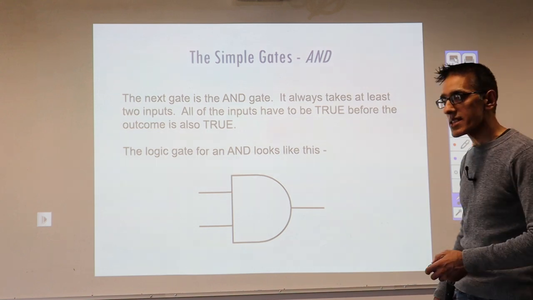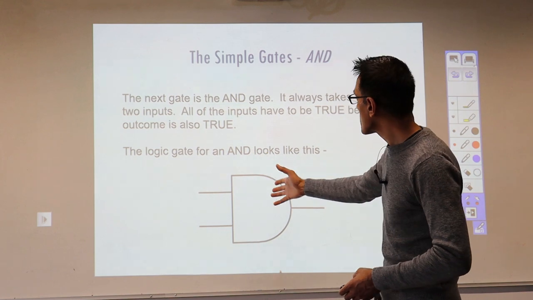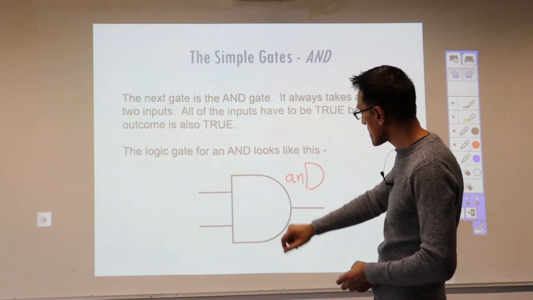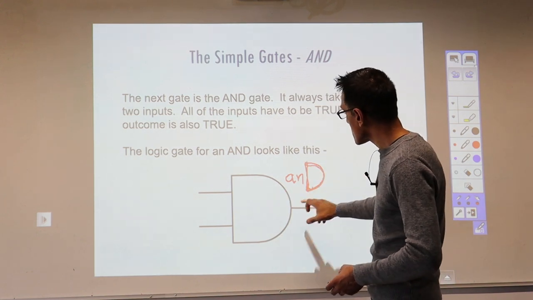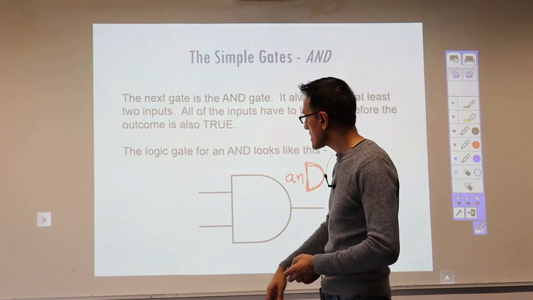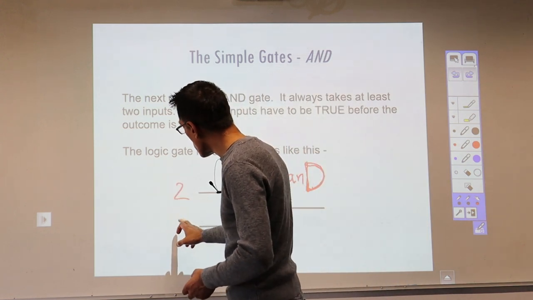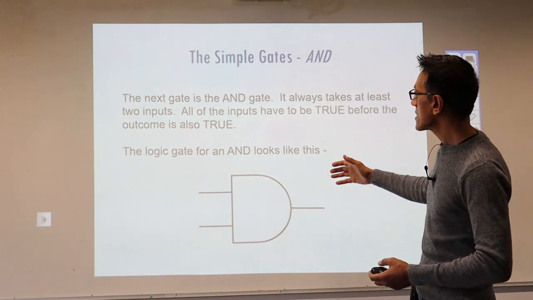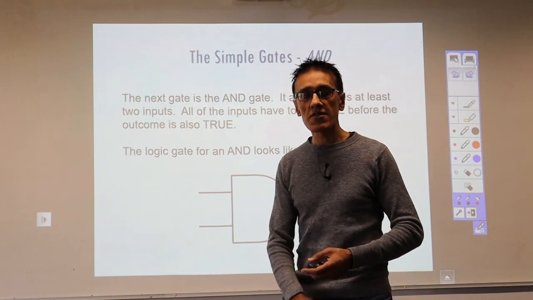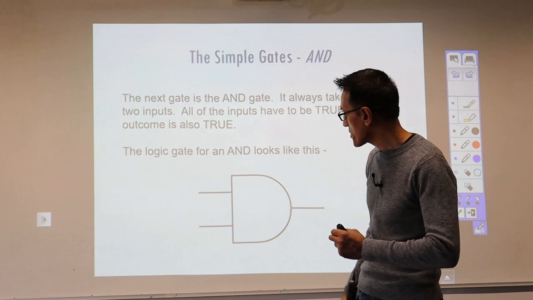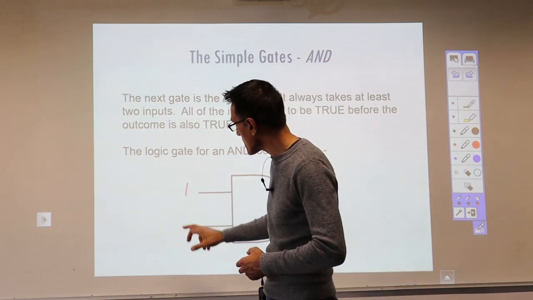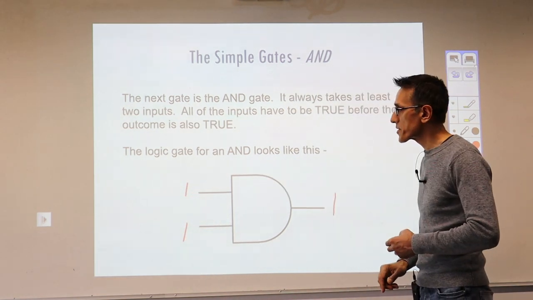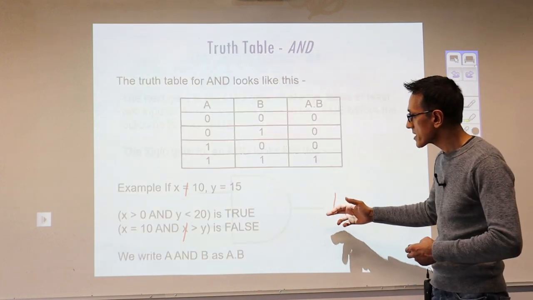Okay, the second gate then is the AND gate. I like to think of this as the D part of the AND. So when I come across it, I just look for the D, and that shows the AND gate. The AND gate can take two or more input values. If you send in two values, then both of the values which go into the AND gate have to be true before the output can be true. So this has to be true and that has to be true. Both inputs being true, then the output will be true. Otherwise, the output becomes zero.